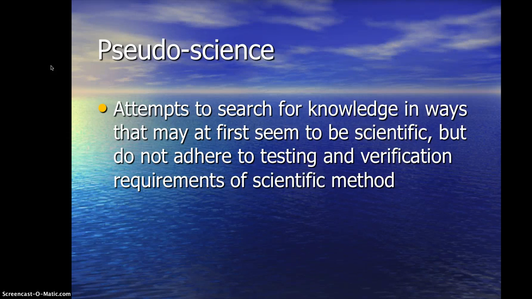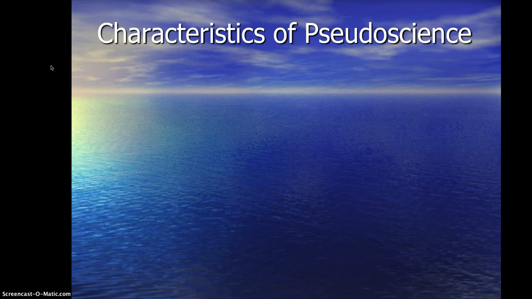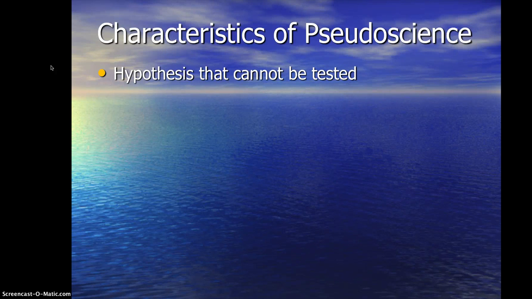Now, pseudoscience, that is something that is different because pseudoscience, as the name implies, is false science. It might seem scientific, but upon closer examination, it really does not adhere to the testing and verification of the scientific method. So what are some characteristics of pseudoscience? First of all, it has a hypothesis that cannot be tested. If you can't test the hypothesis, then you're not going to be able to follow through with the method of science.